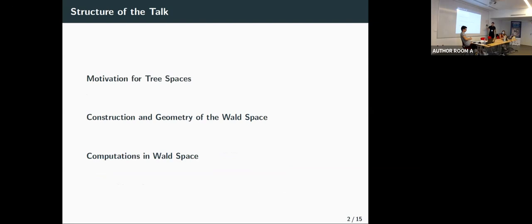So first of all, I give, again, a quick recall, a motivation for tree spaces in the first place. Then I will construct the Wald space and also talk about the geometry, how it is constructed. And then finally, we will do some numerical computations in Wald space. So yeah, let's start.